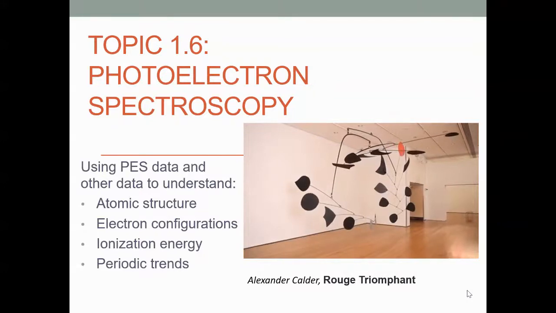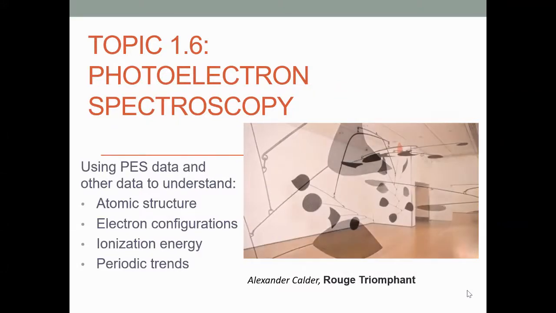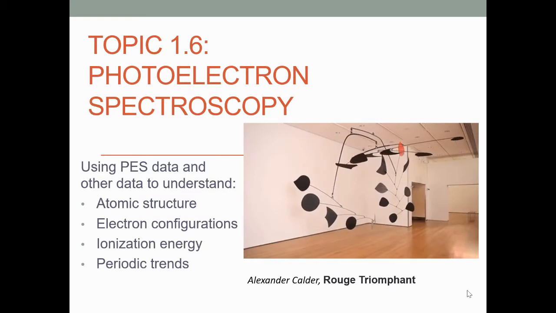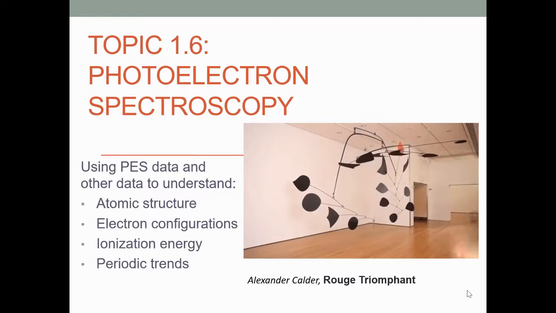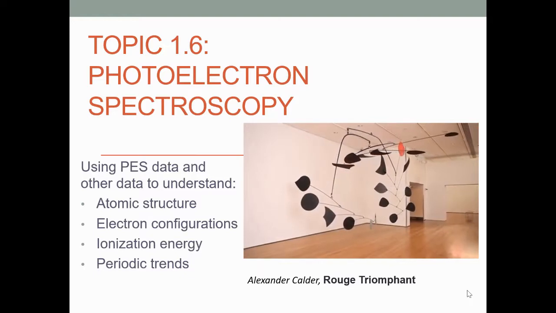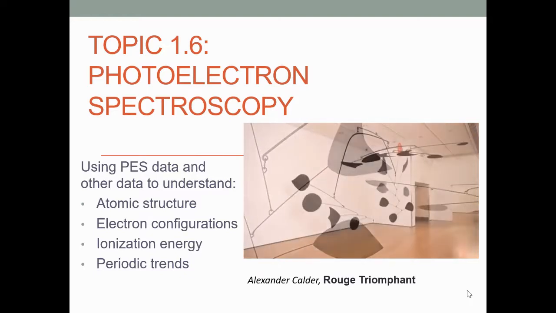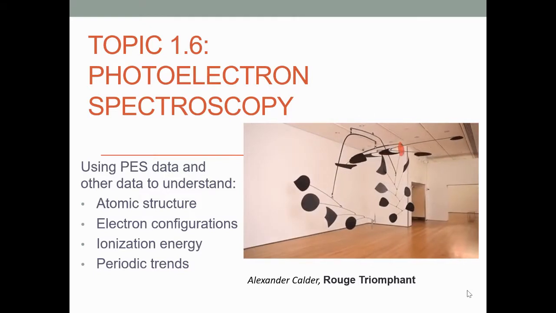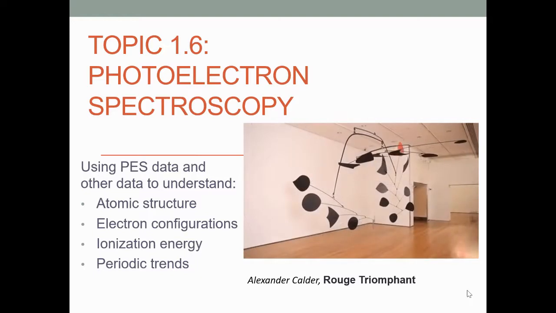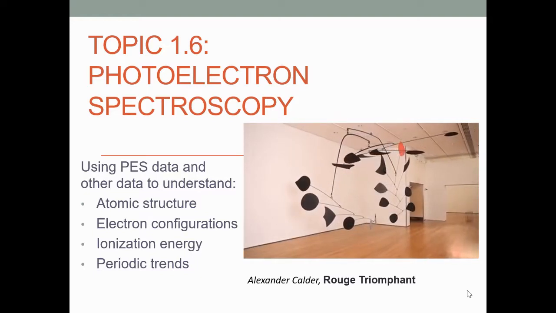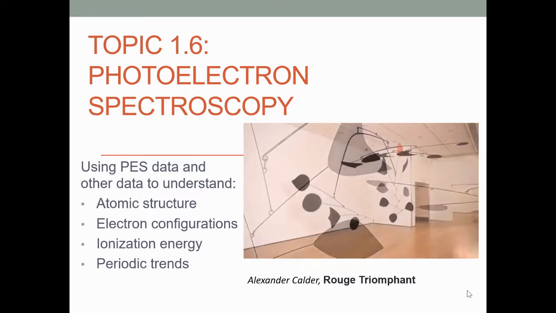Hello, in this video we'll be talking about AP Chemistry's topic 1.6, Photoelectron Spectroscopy. Spectroscopy is an analytical technique to understand how much energy electrons have and their placement within an atom. It is great confirmation that the idea that electrons are in specific orbitals in atoms is actually valid.